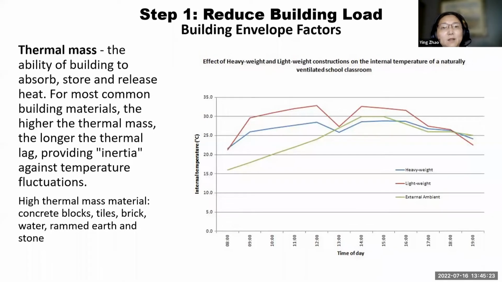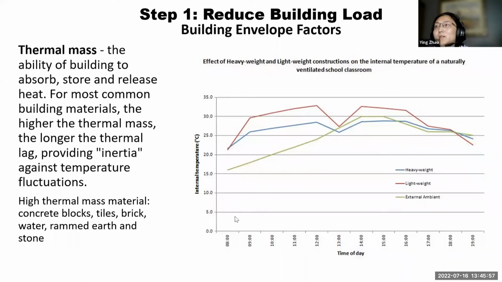So thermal mass is like the materials that can absorb a lot of heat. And so when they absorb the heat, the building temperature will not rise very quickly. And then after it gets stable, if they can also release the heat slowly, the building temperature will not reduce very quickly.